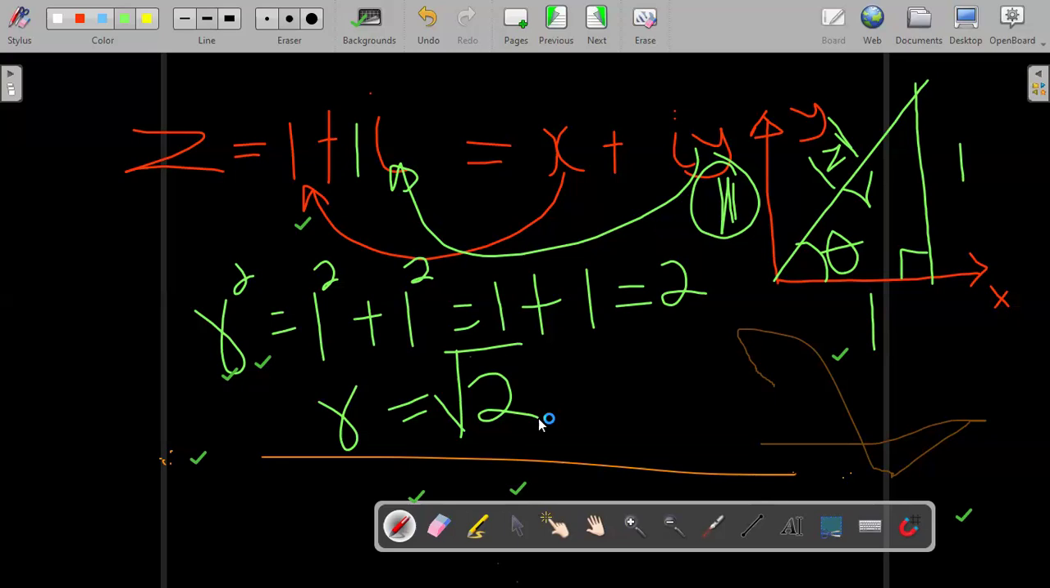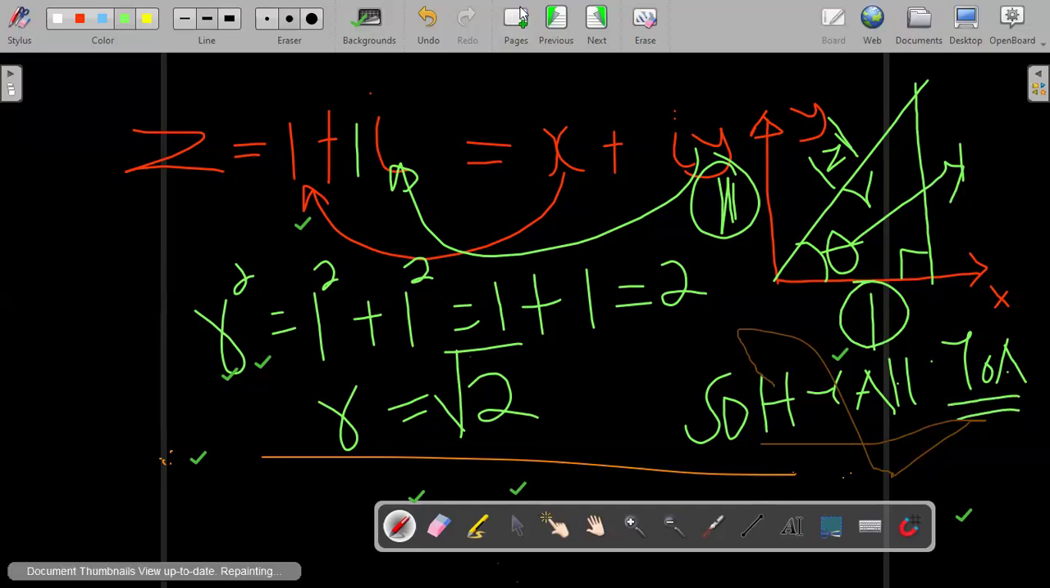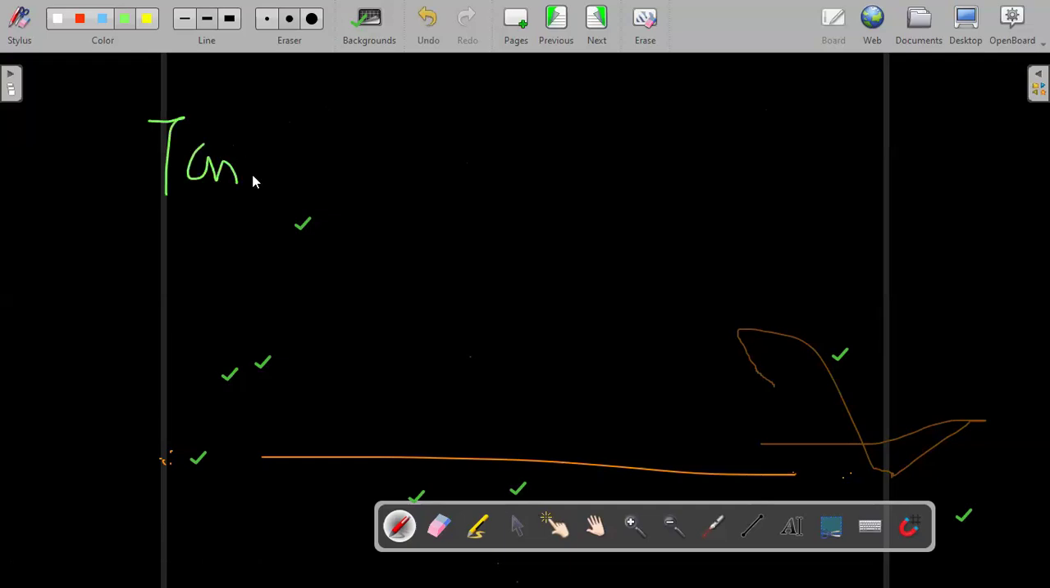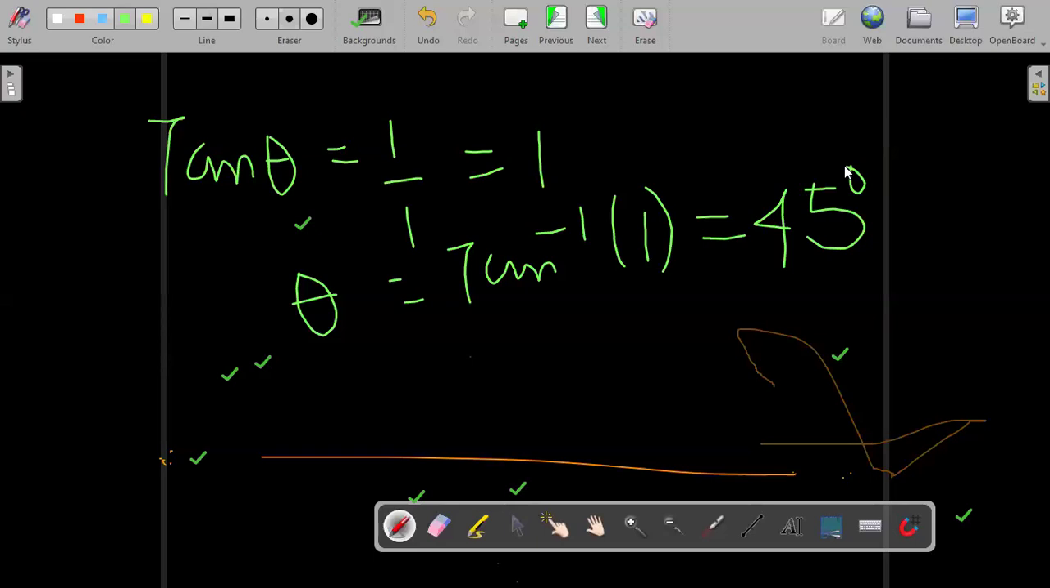From there I can get my theta by using SOHCAHTOA. If I apply SOHCAHTOA, that should give me theta, which is opposite and what? Adjacent. Opposite over adjacent is tan. That will enable me to get my theta. So I will have tan theta equals 1 over 1, that is 1. So my theta is the arctan, or tan inverse, of 1. Tan inverse of 1 is 45 degrees.